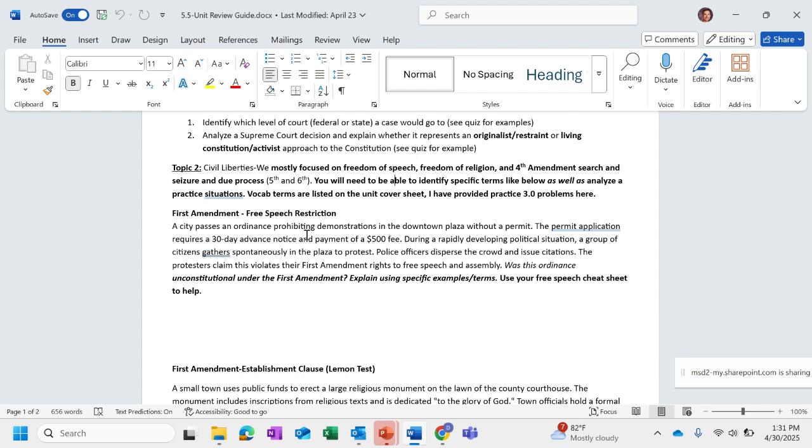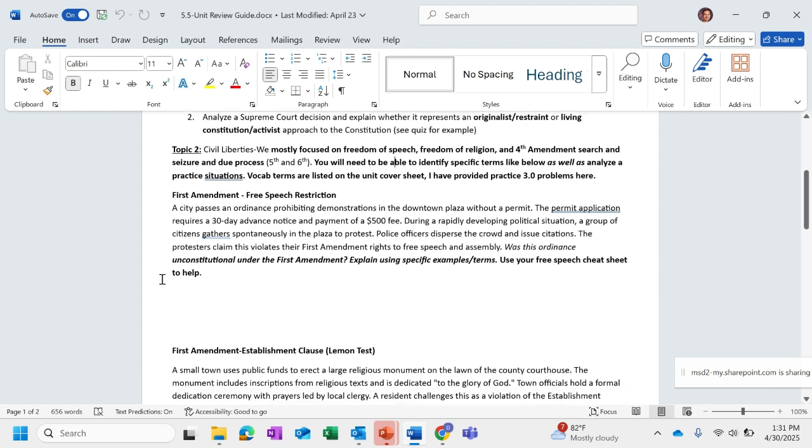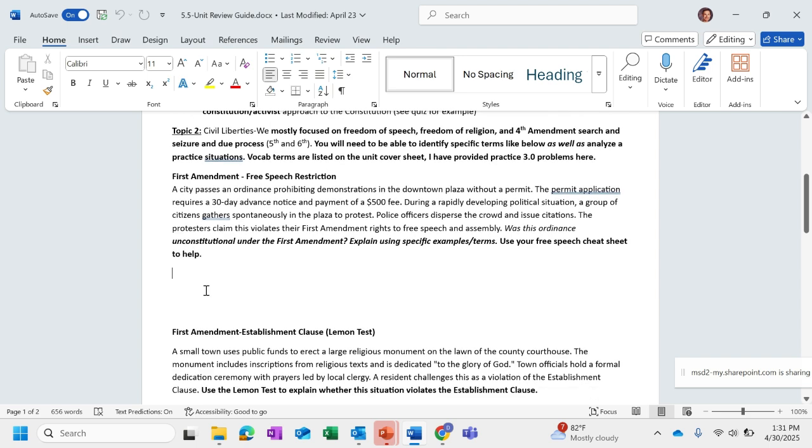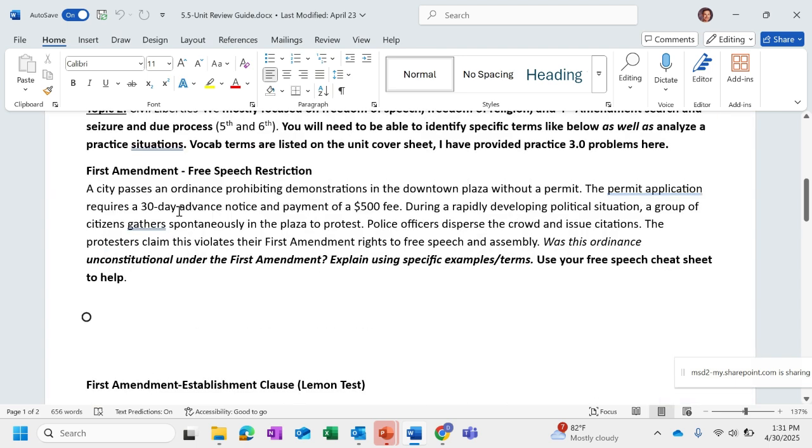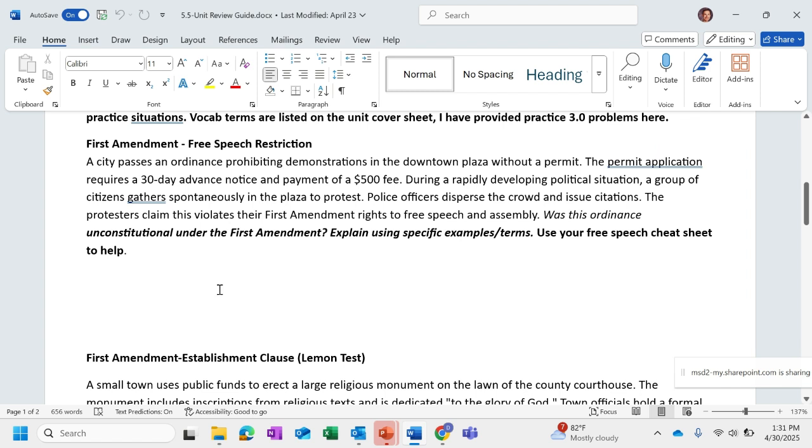For a 4.0, 100%, you have to be able to do 2. If you do all 3, I'm just going to grade the first 2 because I grade them by question, so it doesn't really help you that way. So do the ones you feel the most confident with based on the situation. I'll go through these quickly, and then we'll talk about civil rights, and then we'll go from there.